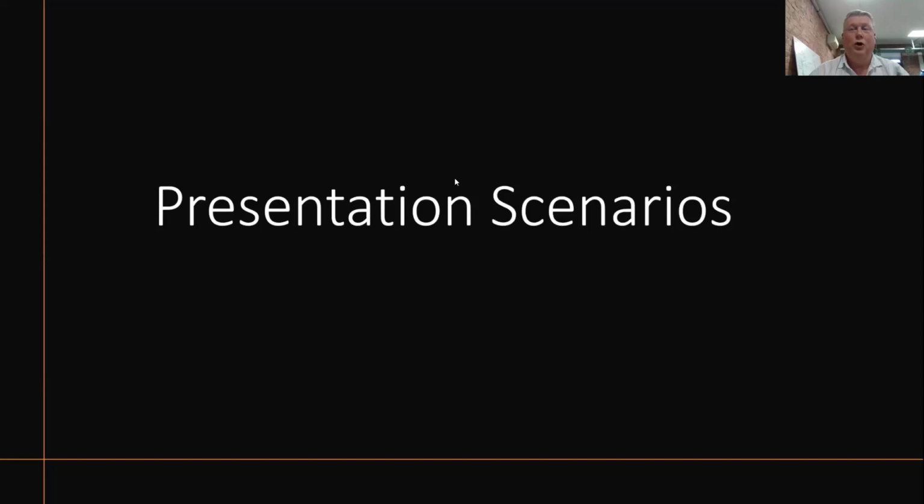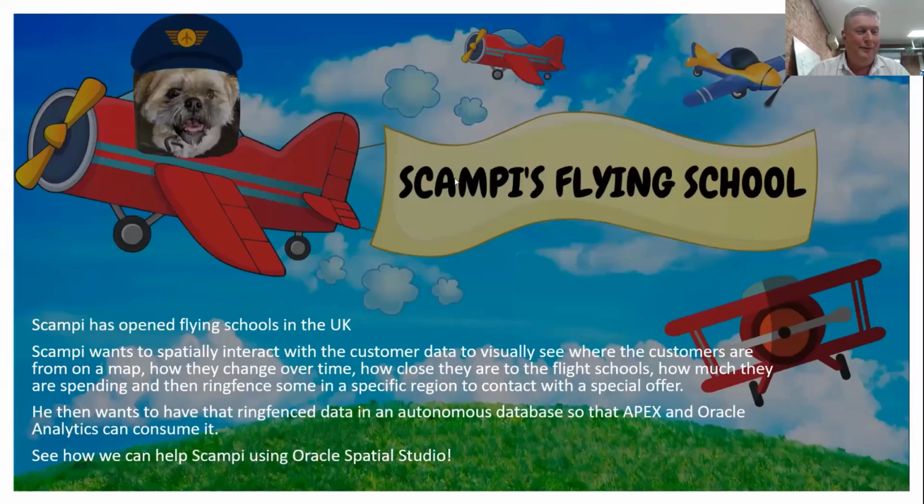So what I wanted to do is look at a couple of scenarios here. I've done it as a bit of a fluffy one. The data sets are quite straightforward and simple, but hopefully that'll help us understand it in an easy manner. So Scampi, who happens to be a small dog, has opened some flying schools around the UK, but he's got a lot of spatial questions to ask about that.